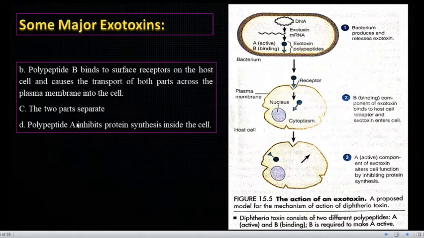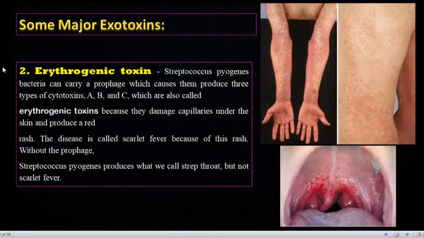After that, in step 3, the two parts will separate. So, maghihiwalay ang circle and ang arrow. And then, when the active component separates from the B or binding component, it will inhibit protein synthesis inside the host cell. Okay? So, protein synthesis is very important, especially sa mga cells ng host. That is a major type of chemical reaction that is happening inside your host cell. So, when we are disrupting the production of your proteins, maraming enzyme ang hindi na-produce, hindi mangyayari ang mga chemical reaction, and later on, your host cell will die. So, that is the action of your diphtheria toxin.